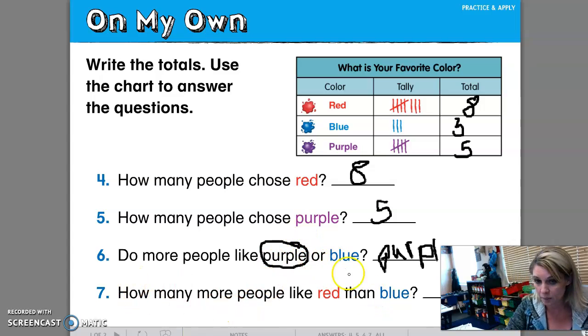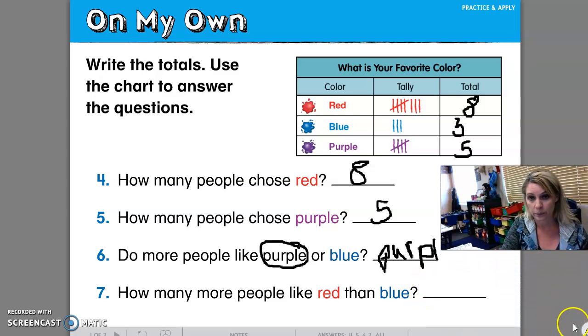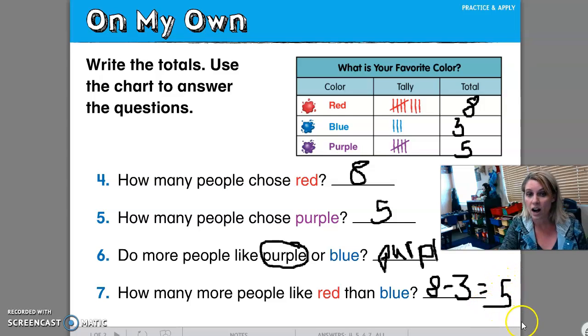How many more people like red than blue? So we have to come up here. We've got 8 people that like red. And I've got 3 people that like blue. So to find out how many more, I'm going to take my 8 minus 3, and that equals 5. So 5 more people like red than blue.